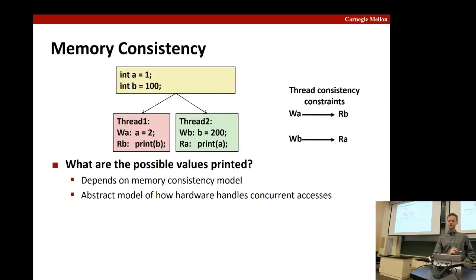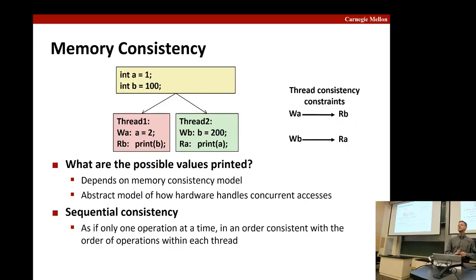One of the first things that you might want out of a memory consistency model is that, from the standpoint of a thread, its operations appear to happen in order. That's what these thread consistency constraints mean: the write of A should somehow take effect before the read of B, and similarly here the write of B should take effect before the read of A.